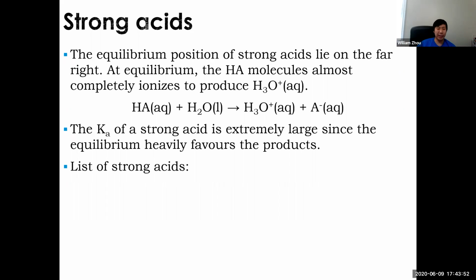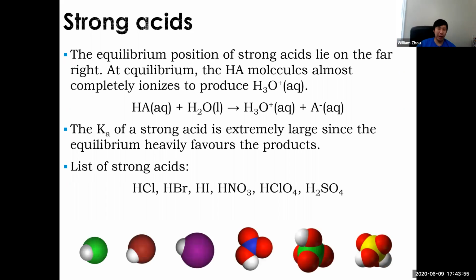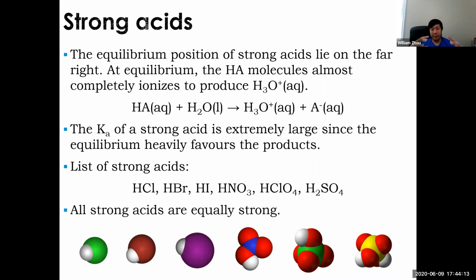It's a one-way reaction. So there are 6 known strong acids: hydrochloric acid, hydrobromic acid, hydroiodic acid, nitric acid, perchloric acid, and sulfuric acid. Only those 6 are strong acids. The rest of the acids in this world are weak acids. And amongst those strong acids, they're equally strong. No one strong acid is stronger than another one because they all 100% ionize in solution. They produce the same amount of H3O at the same concentration.